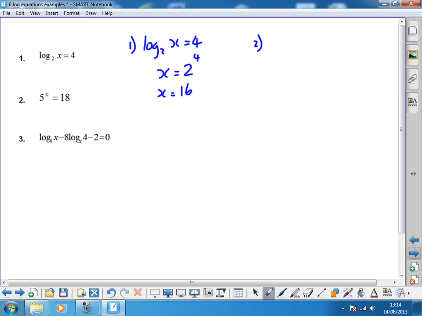I think we'll need a calculator though. 5 to the x is 18. We want to do the opposite of 5 to the power of, which is log to base 5. And you can just put this into your calculator. Log to base 5 of 18.